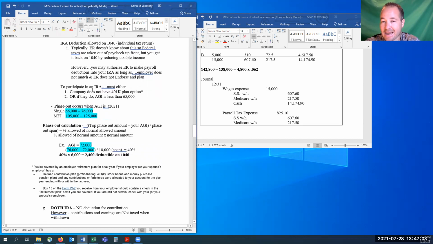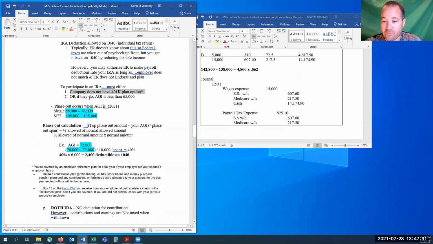Now, to participate in an IRA, not just anybody can do it. You have to meet either one of these two options. You can participate in an IRA if your company does not have a 401k type plan option. As long as they don't have that kind of 401k option, then you're free to contribute and set up an IRA. It doesn't matter how much you make.